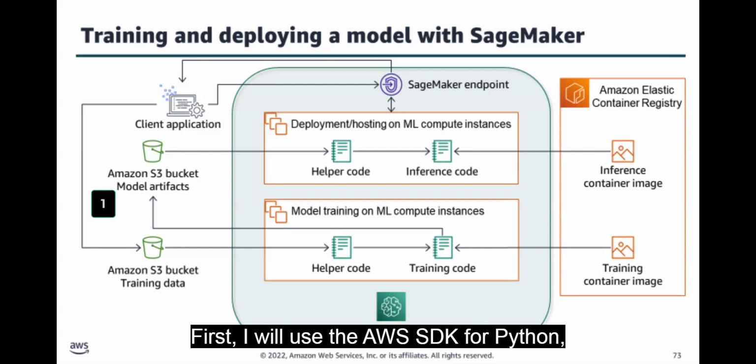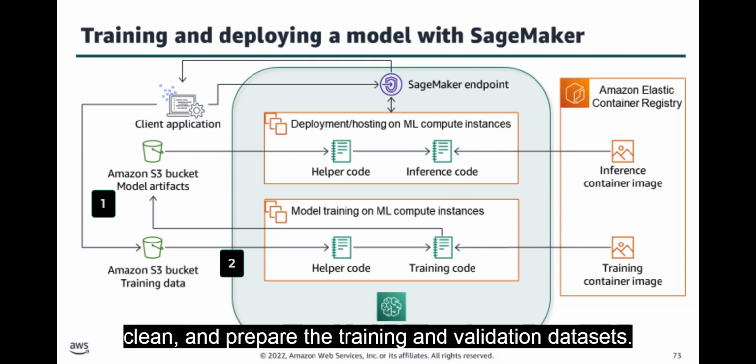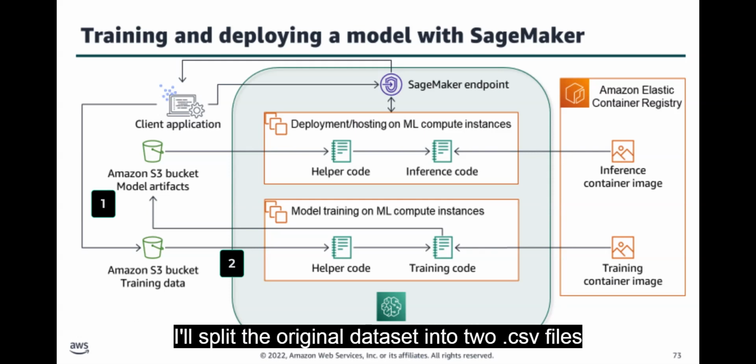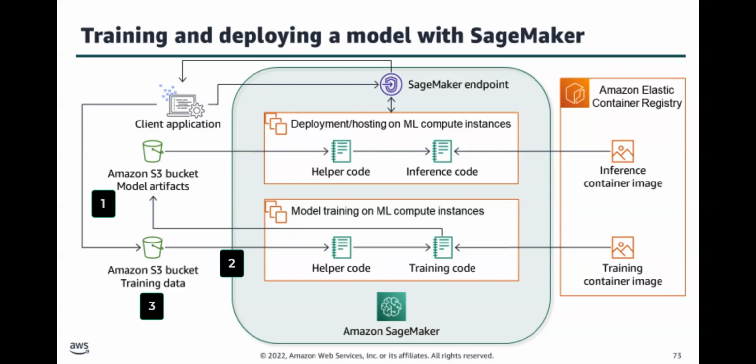First, I will use the AWS SDK for Python, known as Boto3, to create the S3 buckets. Next, I will use the Pandas library to stage, clean, and prepare the training and validation datasets. I will split the original dataset into two CSV files that represent the training and test or validation datasets, and then store them to the S3 bucket by using Boto3.